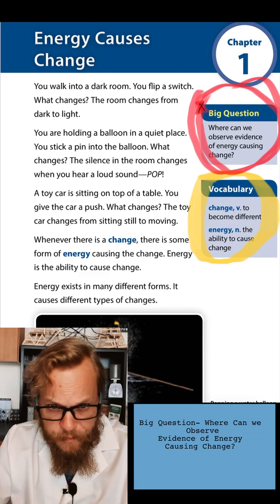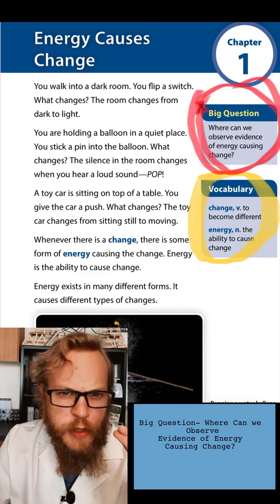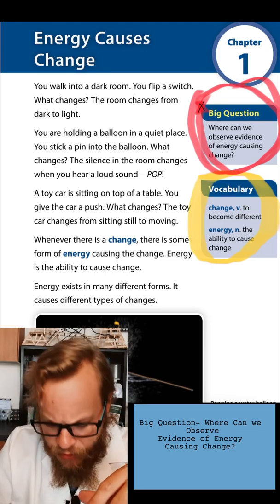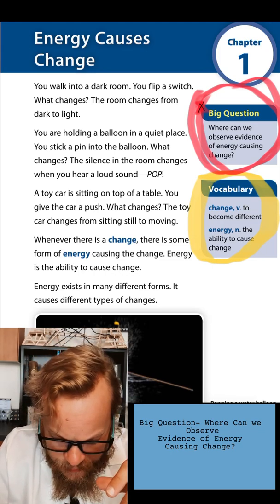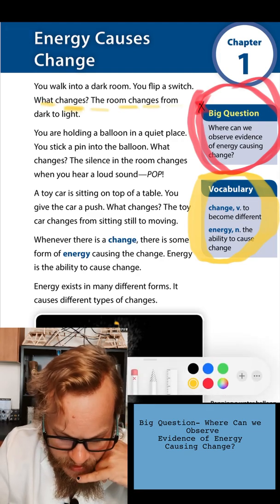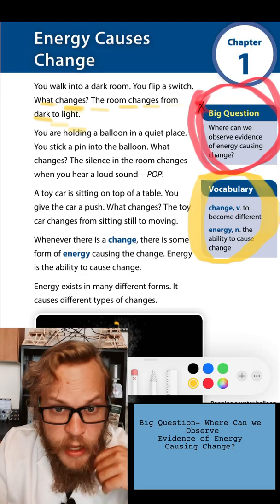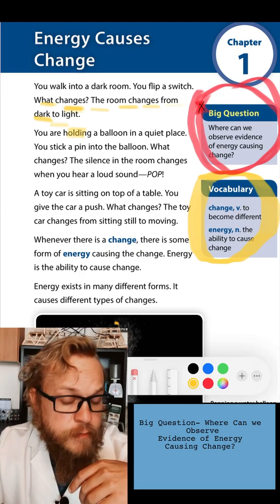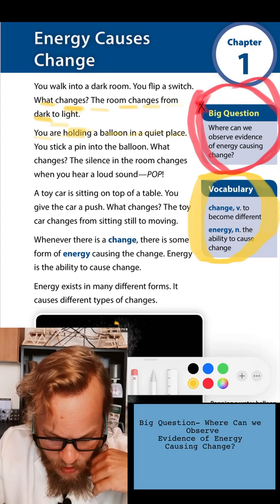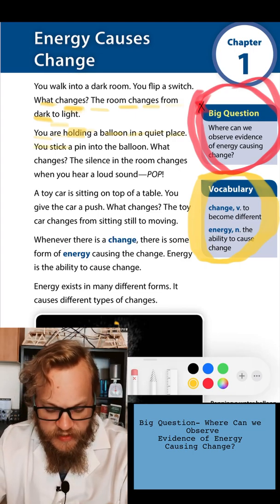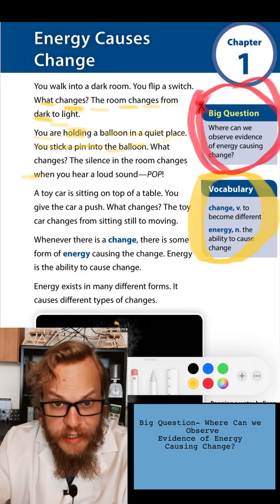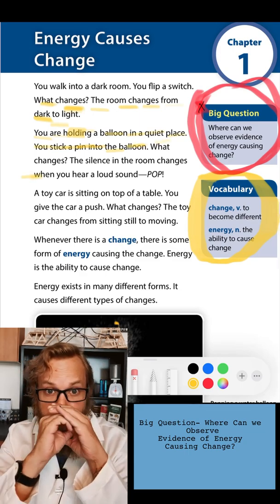Chapter 1. Energy causes change. You walk into a dark room. You flip a switch. What changes? The room changes from dark to light. You are holding a balloon in a quiet place. You stick a pen into the balloon. What changes?